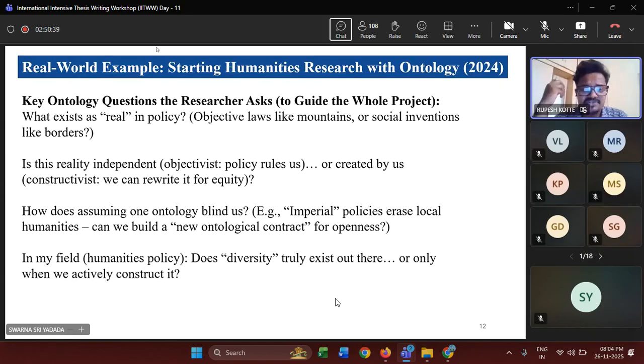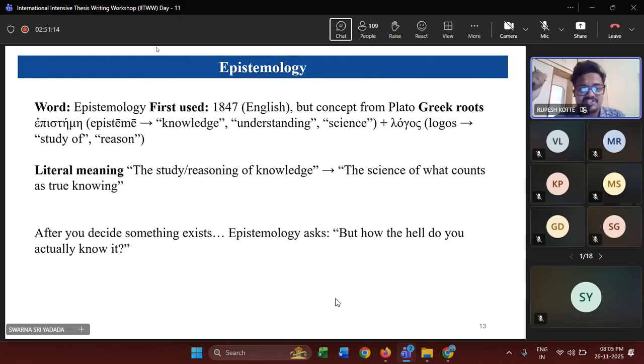And now we should understand that in our own fields, in my field, does diversity truly exist out there, or only when we actively construct it? Next slide, please. So we are trying to put this lens of ontology into our own research. What is real in my own research? What is to be looked at through the objectivist lens, or through the interpretivist or constructivist lens? So that is all about ontology.